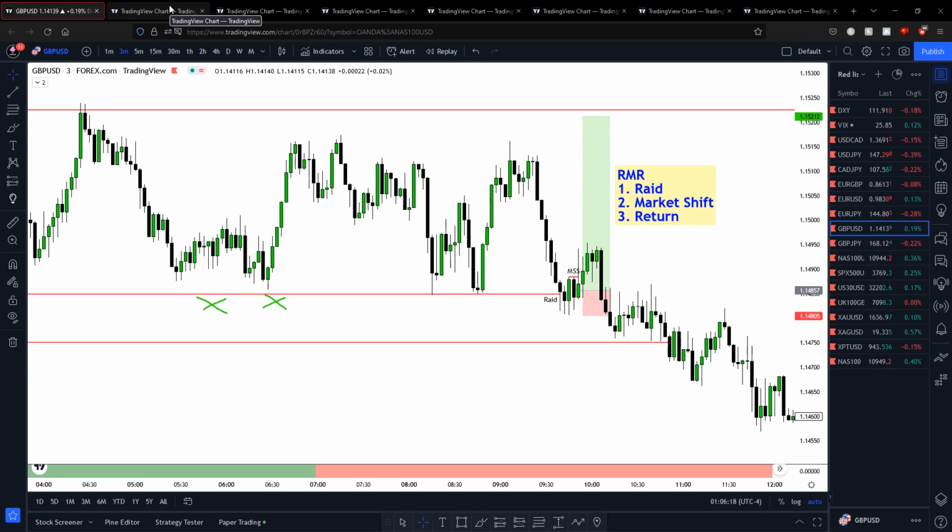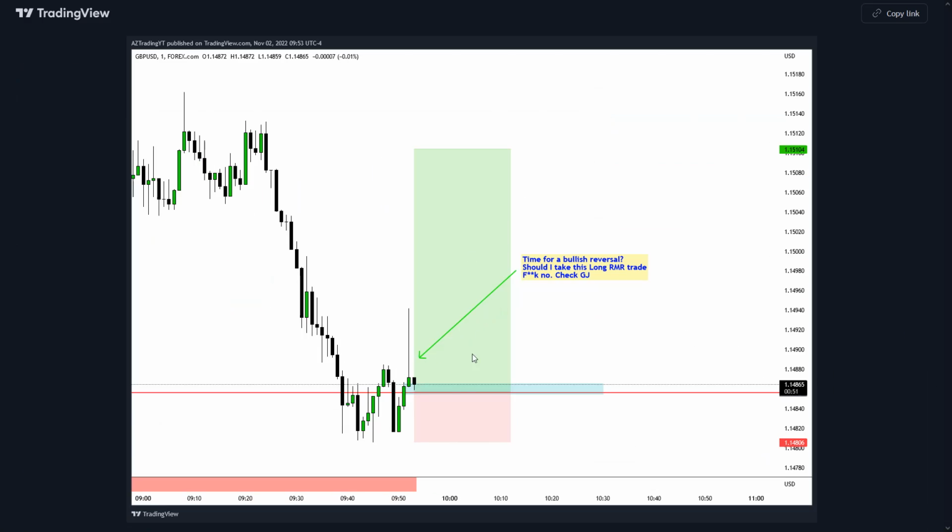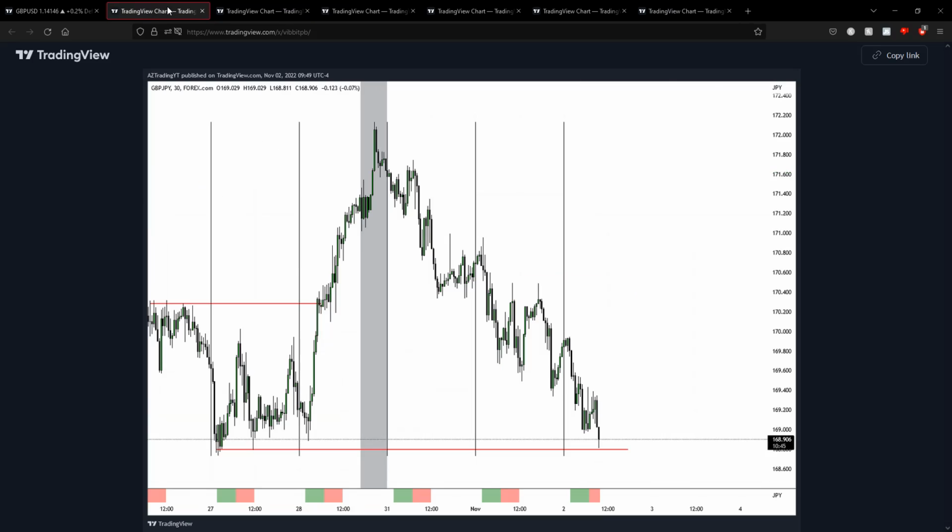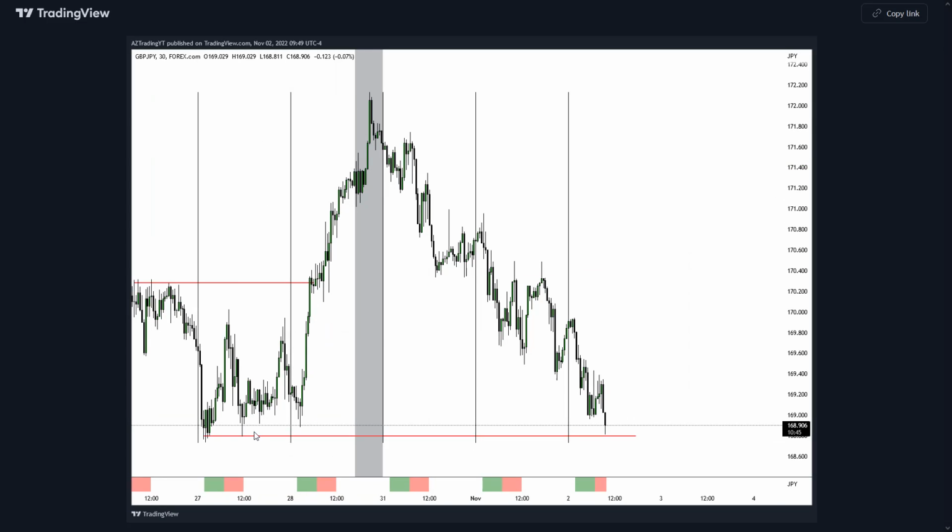I put these ones in my journal just to outline my thoughts. And so here's that GU trade, and here would have been the time of the entry as it's returning into the 1-minute gap. And I've labeled it, is it time for a bullish reversal? Should I take this long RMR trade? If no, check GJ. And then I took a screenshot of GJ of these relative equal lows that we're very close to but haven't raided, meaning that GJ is more likely to continue dumping. So this would prompt me to avoid that bullish GU trade.